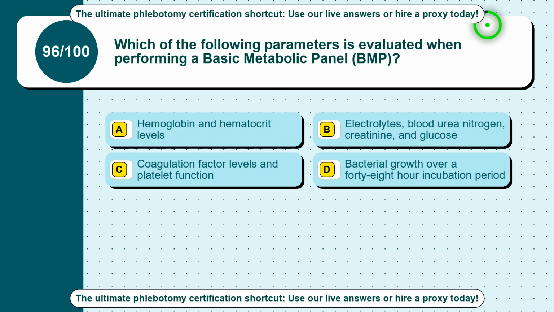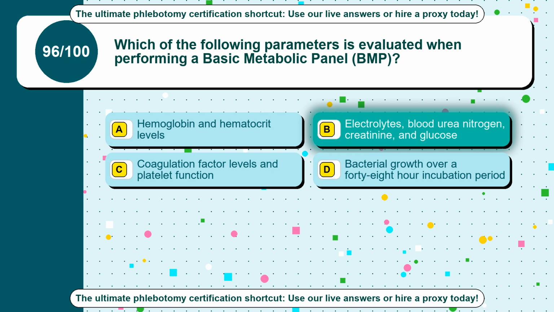Question 96. Which of the following parameters is evaluated when performing a basic metabolic panel, BMP? Option A, hemoglobin and hematocrit levels. Option B, the electrolytes, blood urea nitrogen, creatinine, and glucose. Option C, coagulation factor levels and platelet function. Option D, bacterial growth over a 48-hour incubation period.